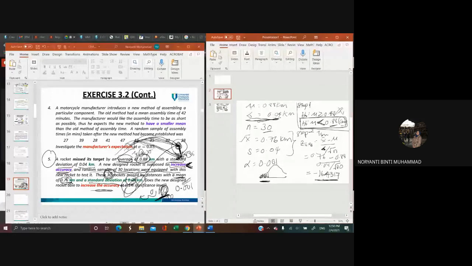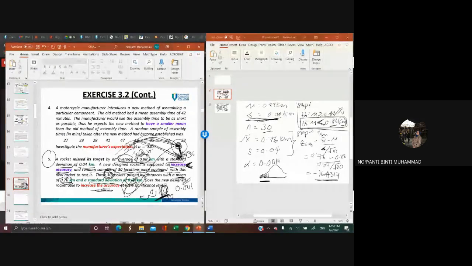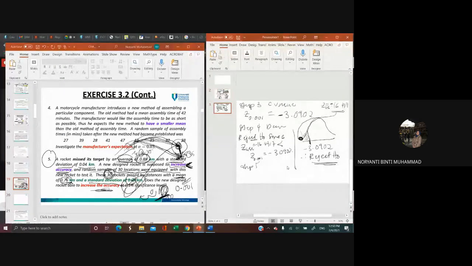Or we consider it's a claim, this one. Okay? So when you do the conclusion, first important, you should mention about the alpha. At alpha 0.001, we can conclude that, okay, you can take back here. The new design rocket able to increase the accuracy.